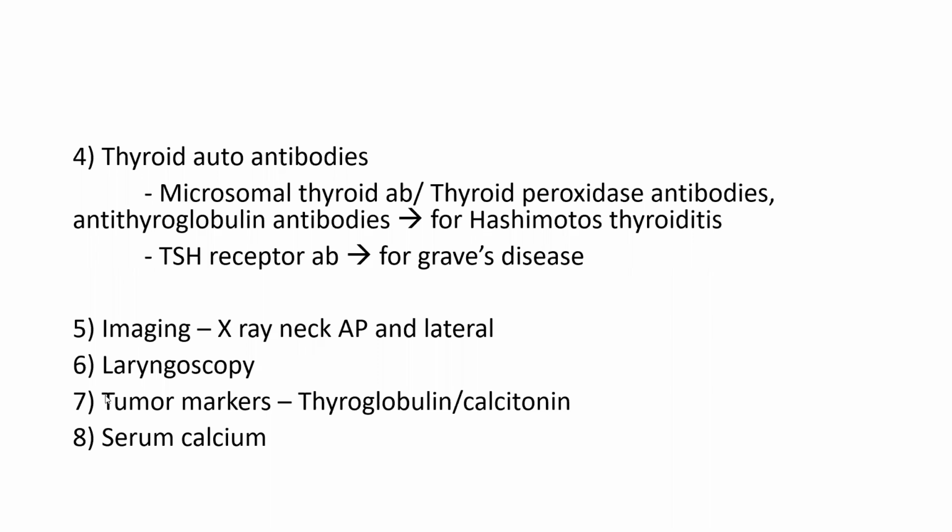Okay. Then tumor markers, especially if you're suspecting a malignancy: thyroglobulin for the follicular and papillary carcinoma, and calcitonin for the medullary thyroid carcinoma. And baseline serum calcium can also be done. Okay, so remember these 8 investigations. If you're going for surgery only, you need these: imaging, laryngoscopy, tumor markers, and calcium. Okay, if not, you don't really have to. Tumor markers, you can do even if you're not doing surgery to get an idea. Okay?